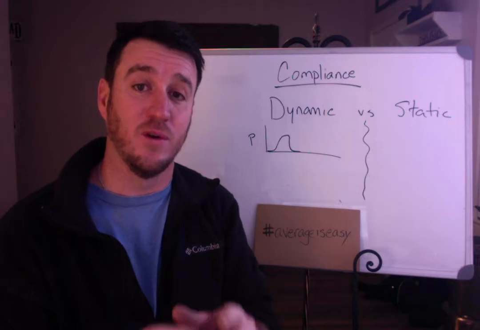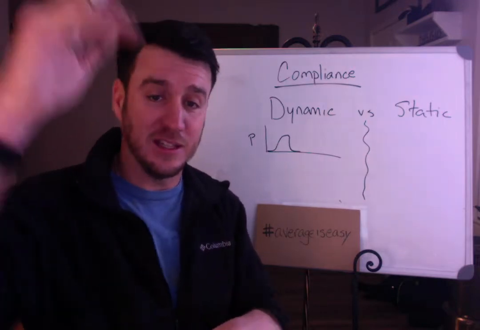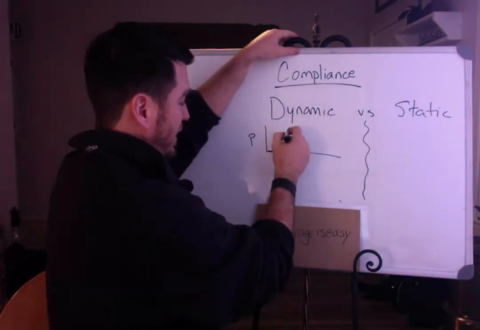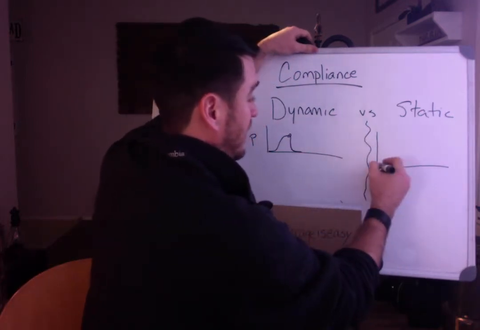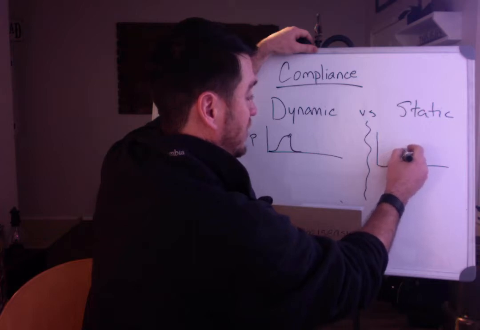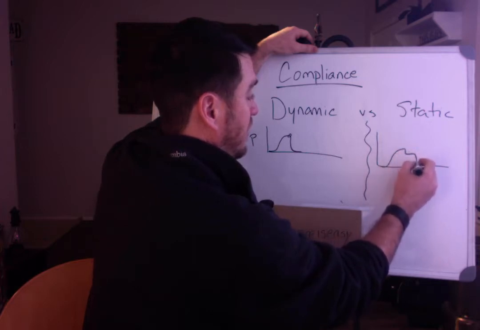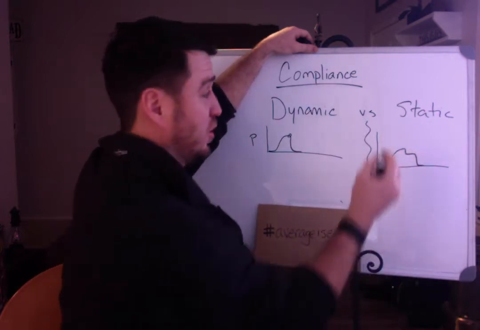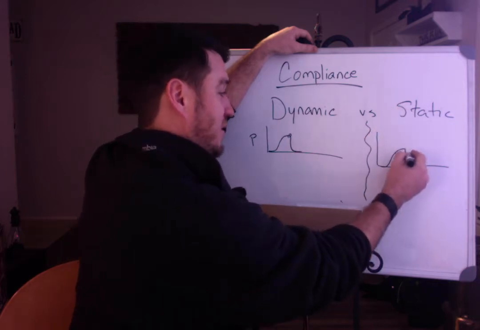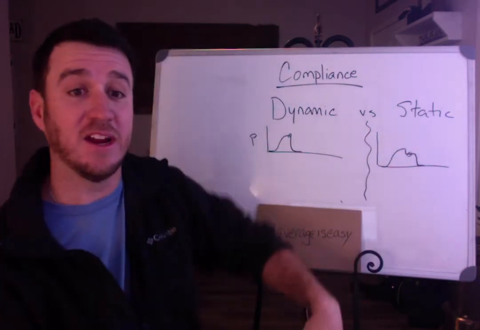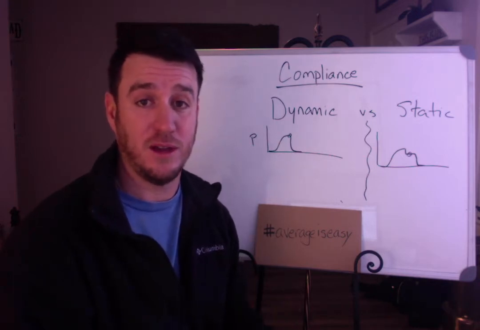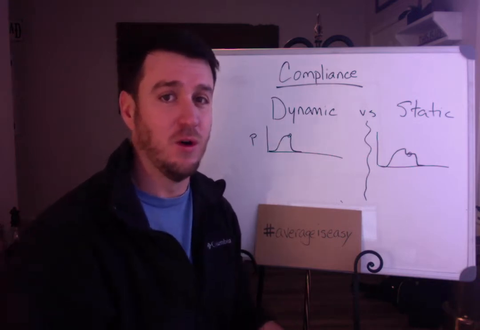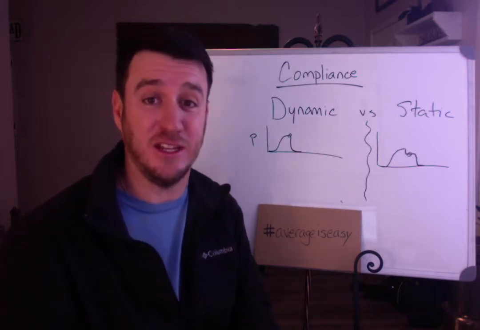compliance is going to be based off of your peak inspiratory pressure. So this pressure right here, okay? On static, your pressure comes up, you do a breath hold, and it returns to baseline, right? So static compliance is based off of this pressure right here on your plateau portion of your pressure waveform. Okay? Does that make sense?